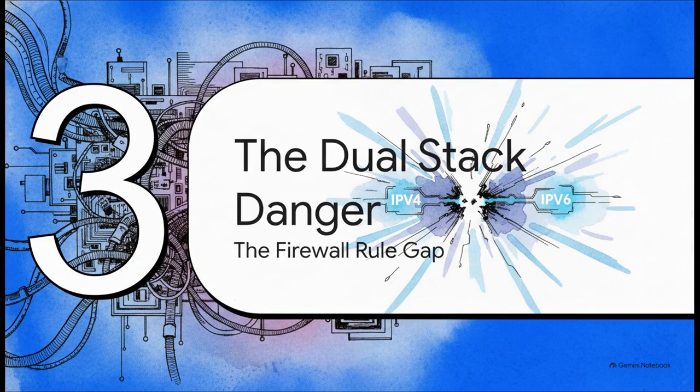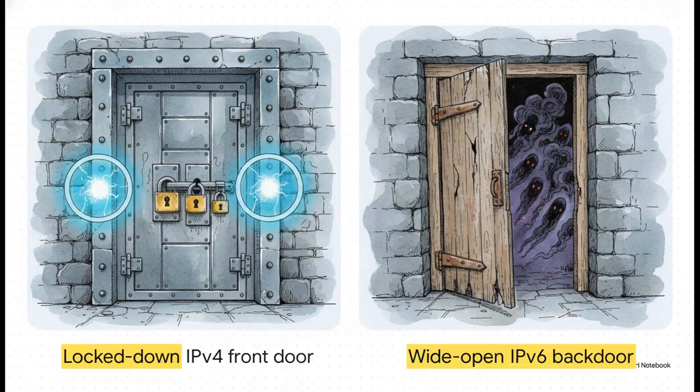Section 3. The dual-stack danger. The firewall rule gap. Let's take a look at the single most common and frankly terrifying dual-stack misconfiguration out there in the enterprise today. And this brilliantly illustrates the firewall rule gap.